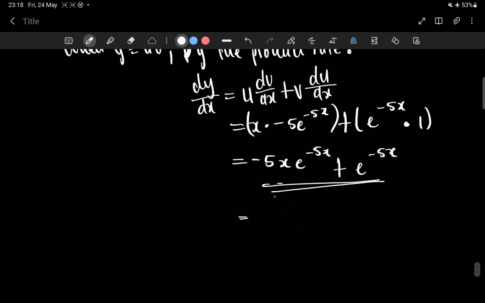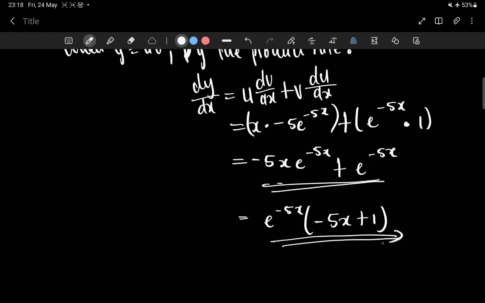If you want to bring out e to the negative 5x, it's up to you. Since it's there on both, you remain with minus 5x plus 1. Because here e to the negative 5x cancels with this, you remain with minus 5x. In here, it cancels, you remain with 1. So this is going to be your final solution, and you are done with this.